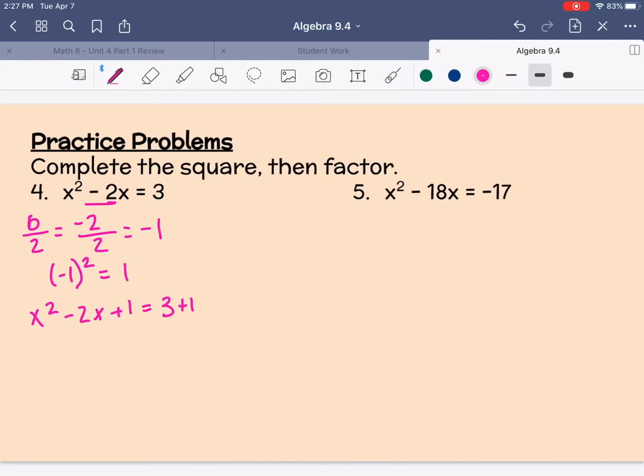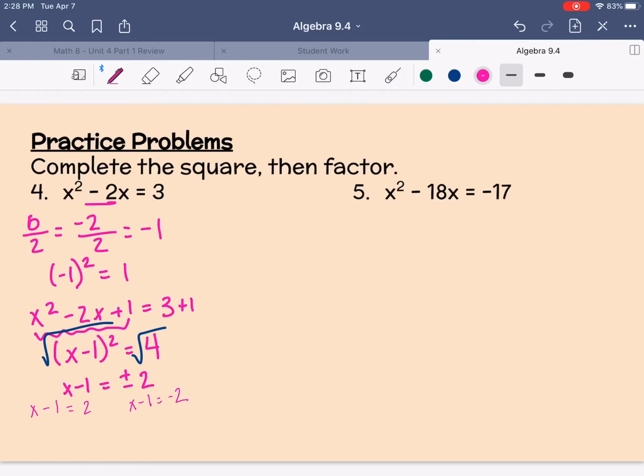So now I am going to factor the left side, so x minus 1 quantity squared, and then simplify the right. 3 plus 1 is 4. From here, I am going to do the square root of both sides. So this leaves me with x minus 1 equals positive or -2. So I'm going to have two possible solutions. So x minus 1 could equal +2, or x minus 1 could equal -2.